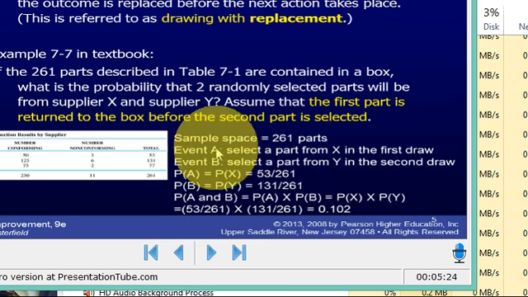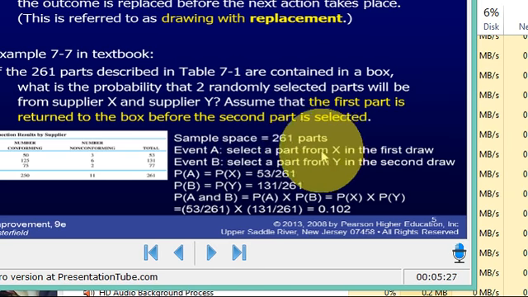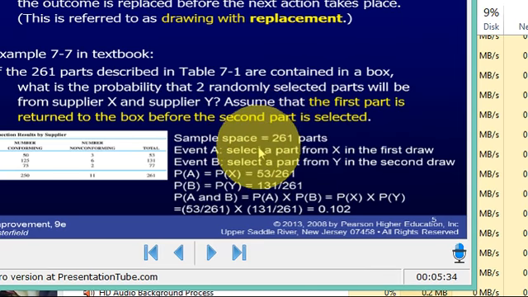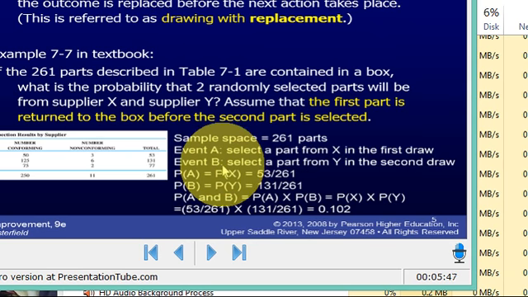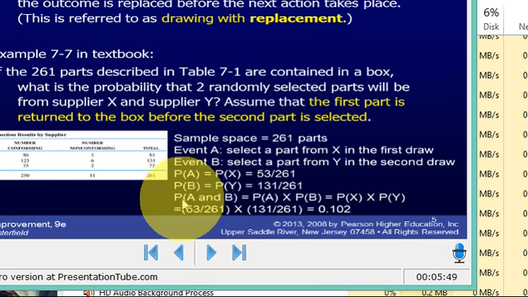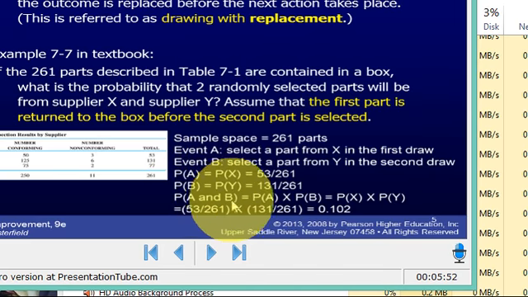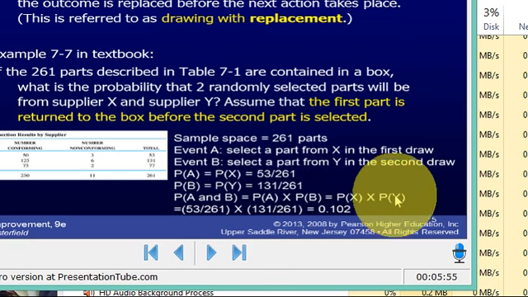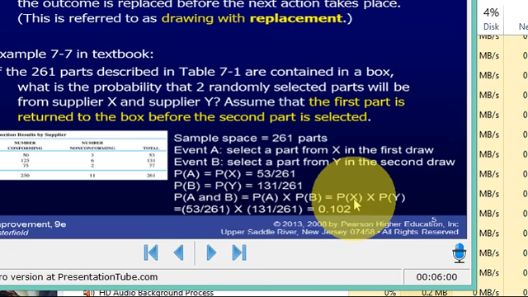So before the first row, we select a part from X, right? This is the event A in the first row. And then before the second row, we put the first part back in the box. So therefore, before the second row, our sample space is still these 261 parts. And therefore, event A and event B are independent. So the probability of both A and B occurring, of both the part from X and the part from Y being drawn, is just Px times Py.